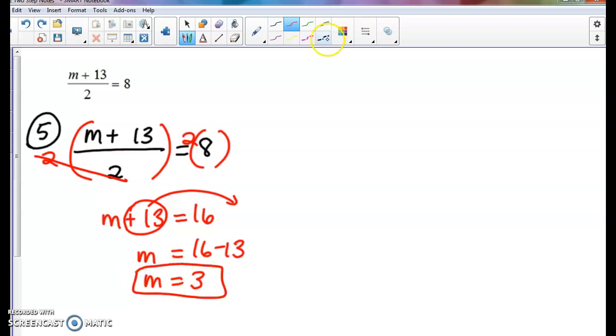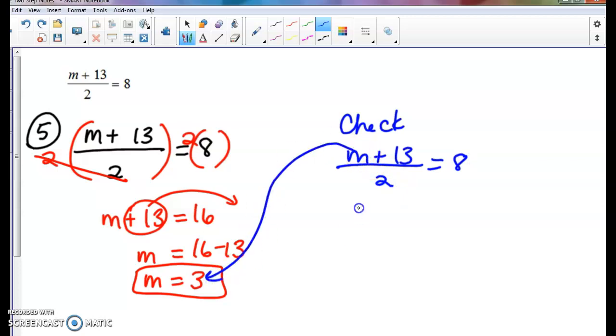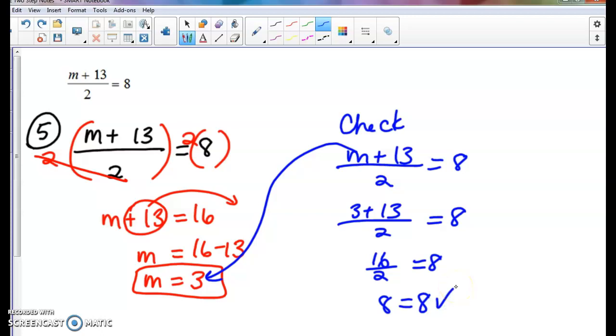Now, because it is the first one we've seen of this set, we're going to check it. So we always go back to the original. M plus 13 over 2 equals 8. And now, m is going to be replaced with 3. So 3 plus 13 over 2 equals 8. If you remember order of operations, because they're the numerator, we do that first. 3 plus 13 is 16 over 2 equals 8. 16 divided by 2 is 8, and 8 does indeed equal 8. We check. We're all good.